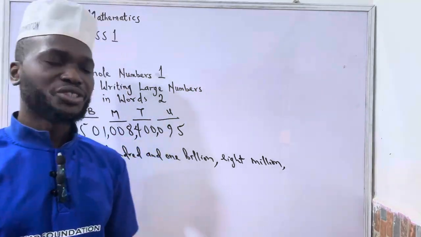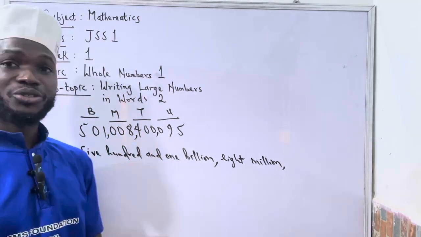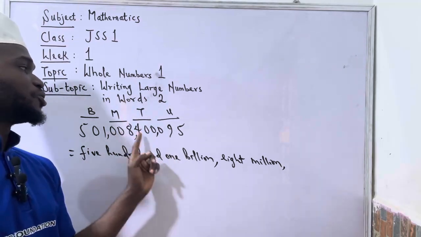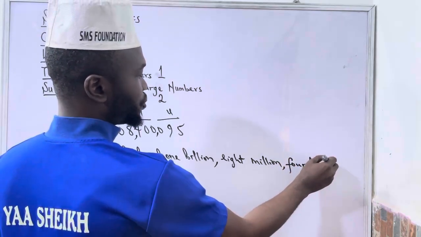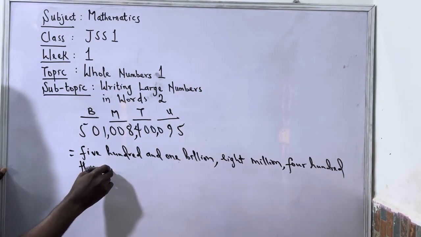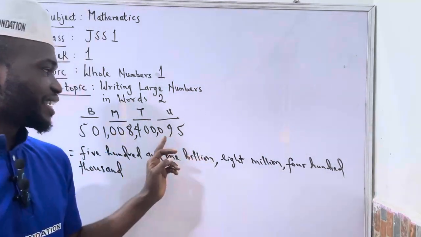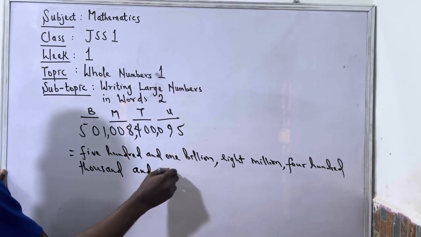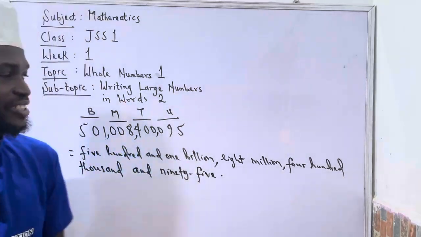Now this is 400. Every 3 digits you pronounce the way you pronounce a 3-digit number. 400 is 400. But which family does it belong to? This is the thousand family. We say 400,000. Good. Then we have 095, which is just 95. So I'm going to say and 95. This is very, very good.